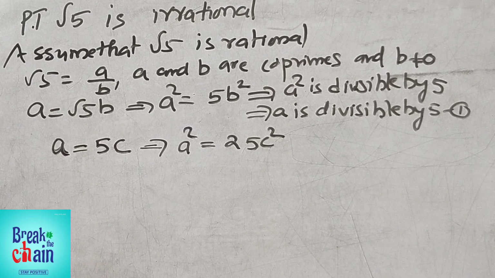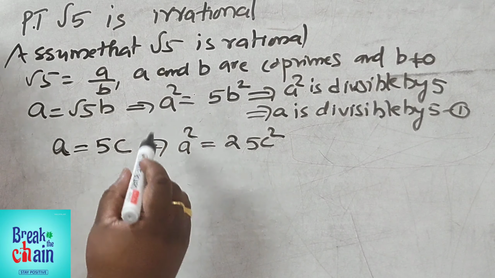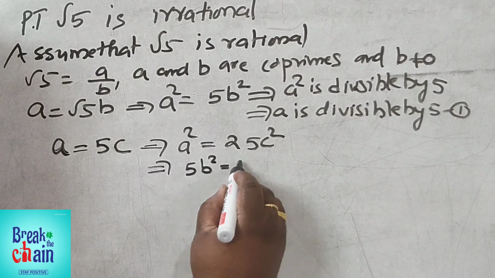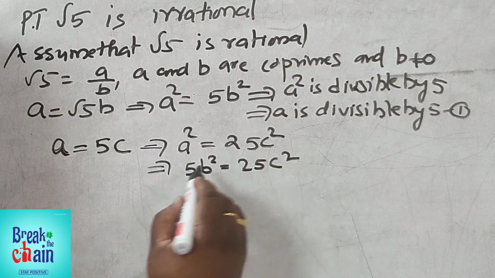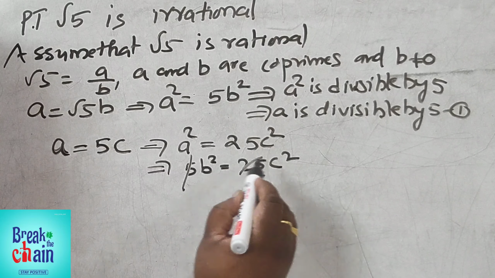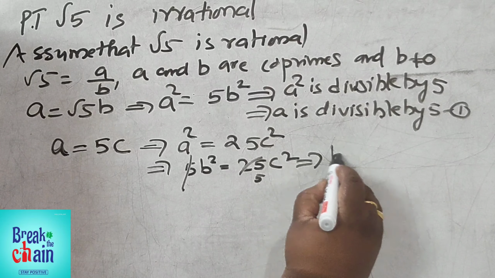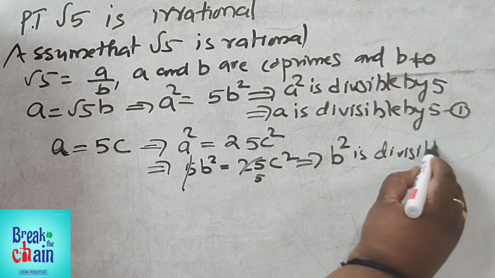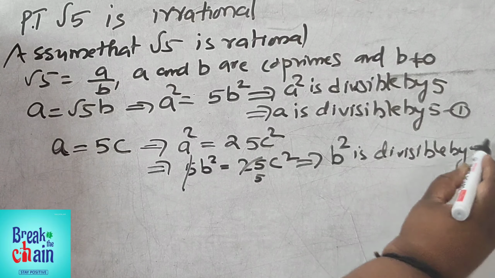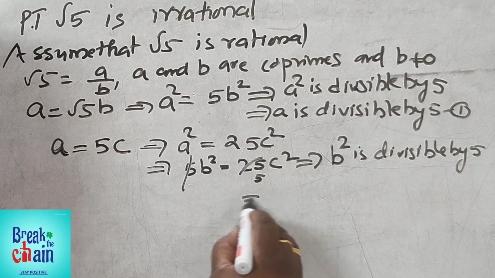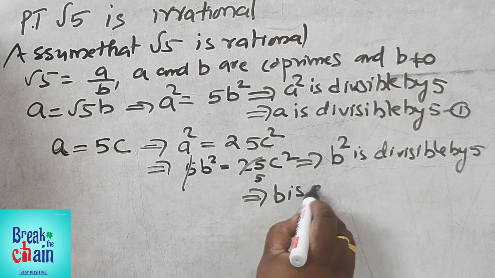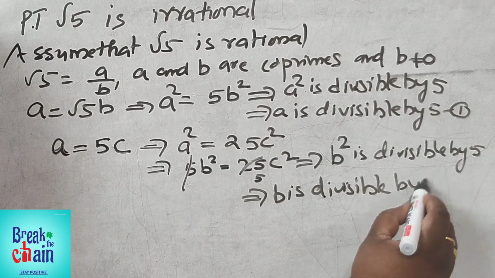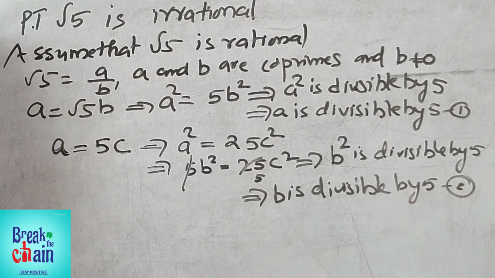Now instead of A square what can we write? We have A square as 5B square. So this implies 5B square equals 25C square. 5 and 25 cancels 5. So that implies B square is divisible by 5. If B square is divisible by 5, that implies what? B is divisible by 5. That we can put as equation number 2.